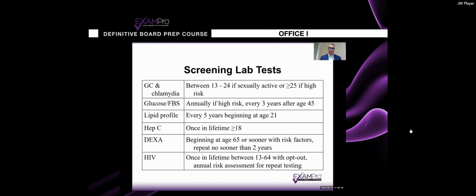Hepatitis C, a little bit more important. We're seeing more of that. So I think that is a topic that is a little bit more likely to come up in the exam. It is recommended that all adult patients be screened once in their lifetime. And of course, if a patient has risk factors, just like with HIV, we would screen them more frequently. Screening for osteoporosis, we'll talk a little bit about that later in today's lectures.